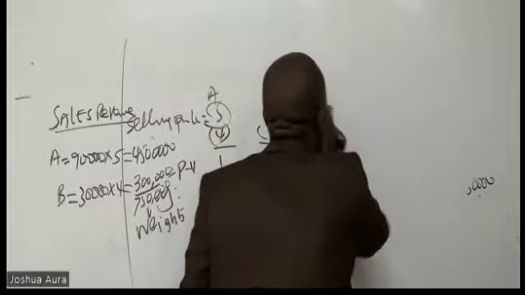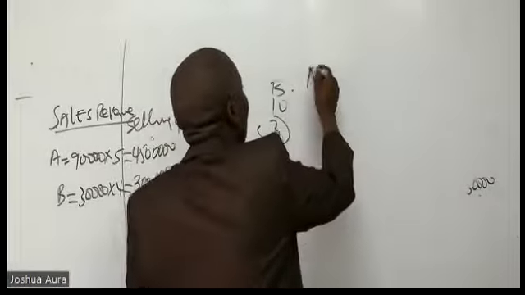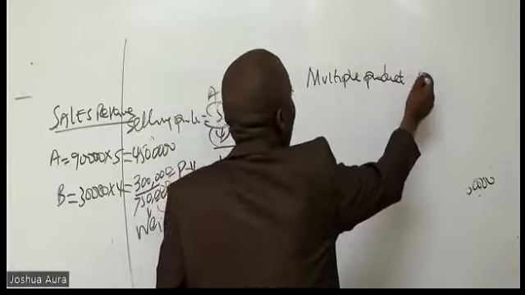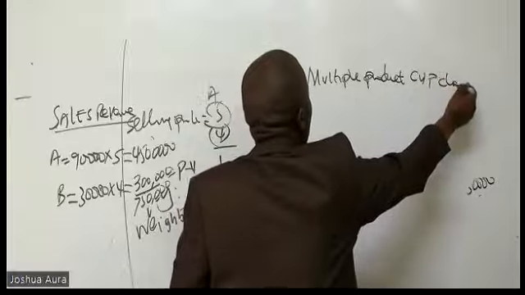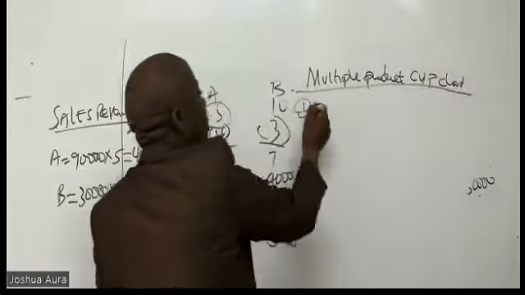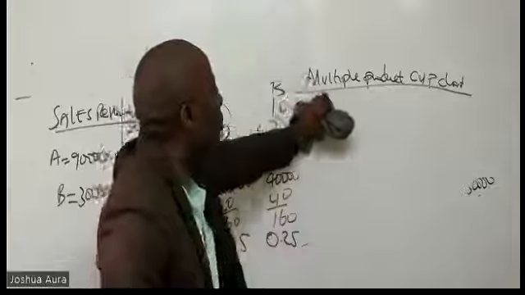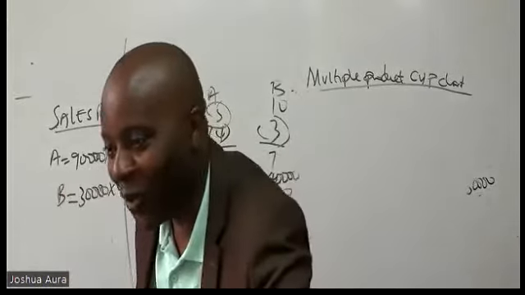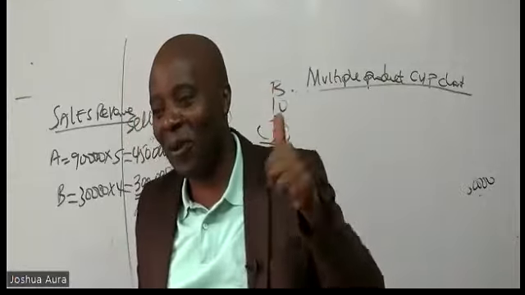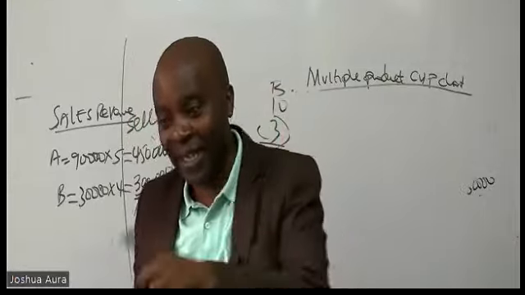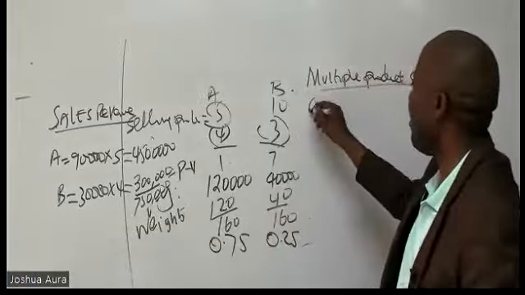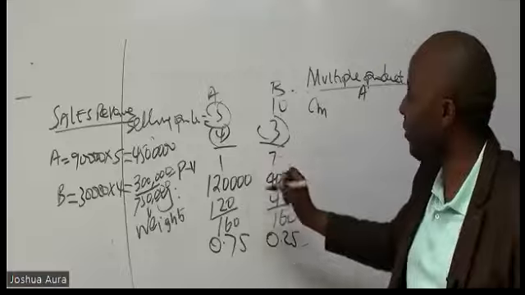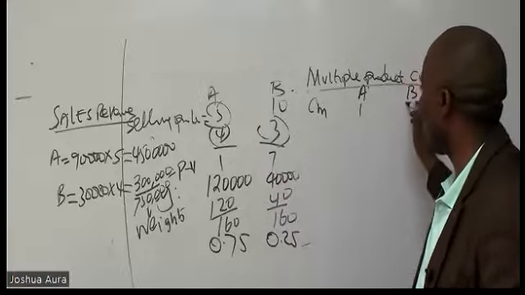Now, ladies and gentlemen, listen here. So then we go to the multiple product CVP chart. What will be the very first thing that we should compute here? If you remember these steps, it is CM, isn't it? So we start with CM. So A, B. CM, we already got this: 1, 7.